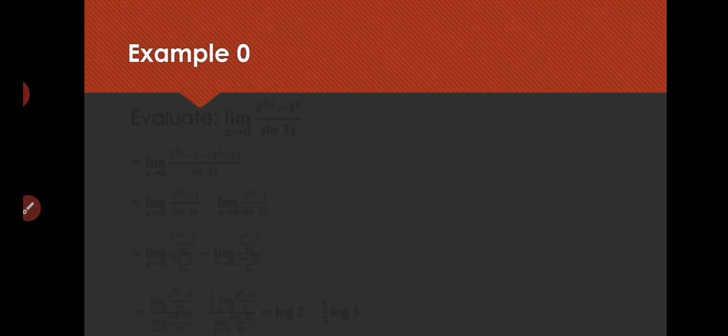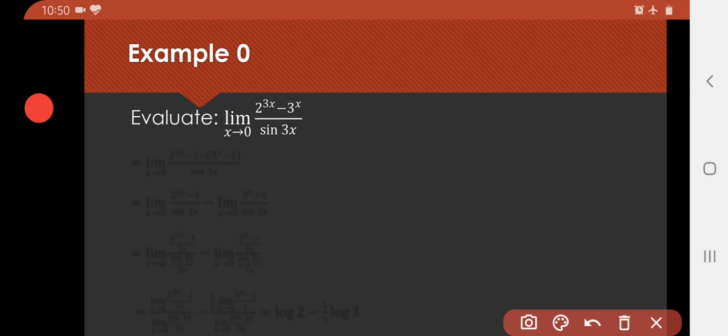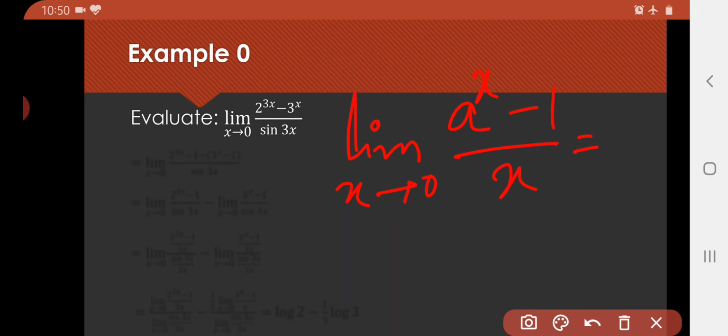The third one is: evaluate limit x tends to 0, (2 to the power 3x minus 3 to the power x) by sine 3x. Now the standard limit which we are going to make use of is limit x tends to 0, (a to the power x minus 1) by x, that is equal to log of a. Obviously a has to be greater than 0, because if a is not greater than 0, then this formula won't be applicable. Log of a won't exist, so I must ensure a is greater than 0.